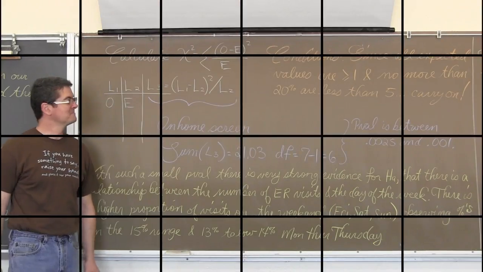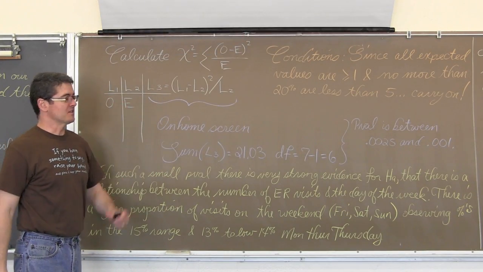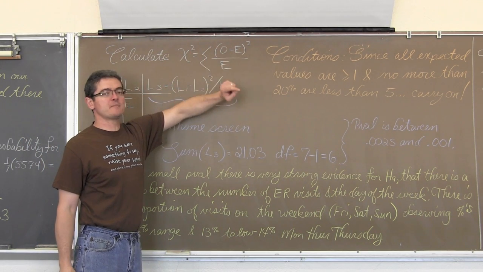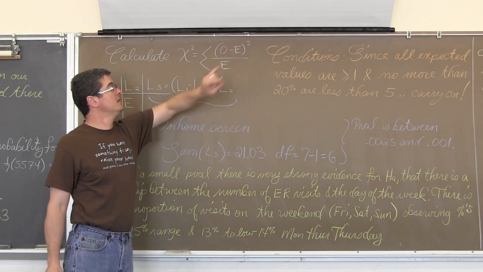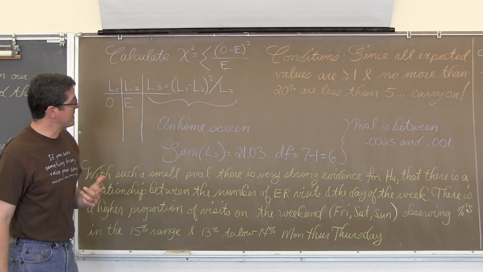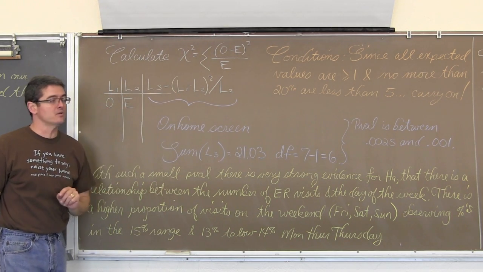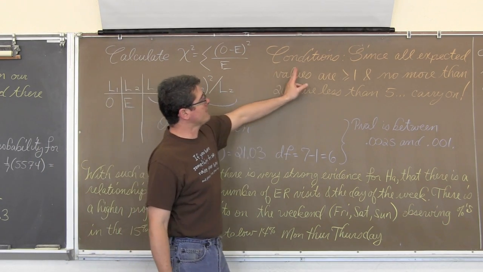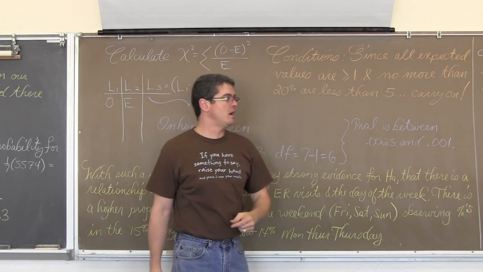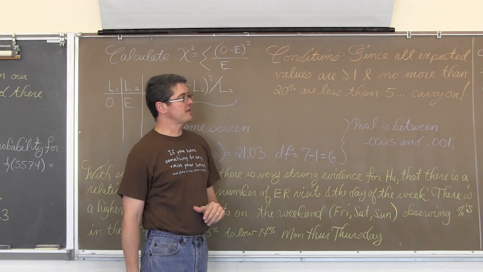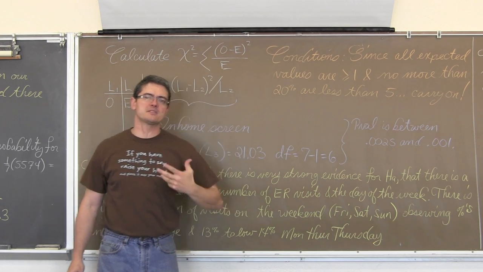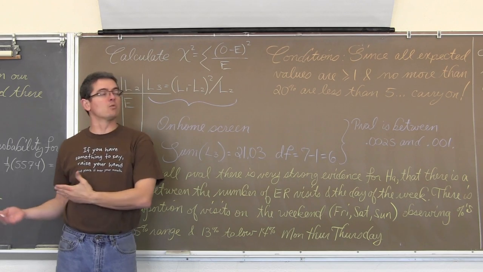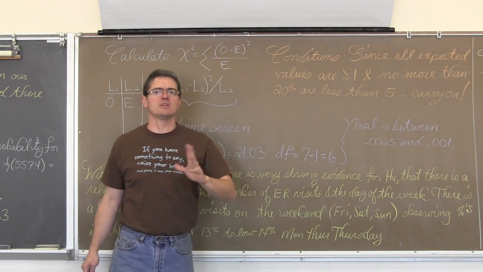Next screen. The calculation. Again, chi-square is the summation of the observed minus the expected cell counts squared divided by the expected cell count. And then you add up all those values. Well, the conditions, as we saw on the previous screen, all of our expected values are greater than or equal to 1, and no more than 20% are less than 5. I'm just going to rephrase that check. And I've got the expected cell counts right next to this check, or right above it, or right below it.